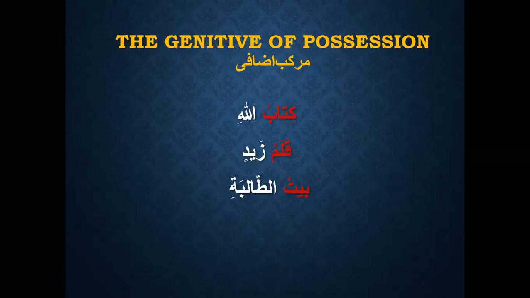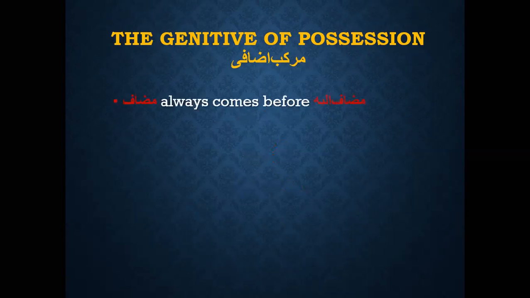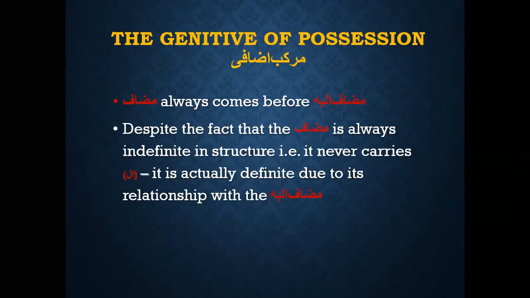And baytu talibati, the house of the student. Now you can have more than one mudaf and mudaf ilay. And remember, mudaf always comes before mudaf ilay, so it has to be in that order. And as I said, although in kitabullah, for example, or baytul taliba, bayt is nakira without al on it, yet it is ma'rifa because it is now possessed by a ma'rifa. You remember one of the categories that we always see on the first few slides, the subtypes of ma'rifa, close to the bottom is mudaf ila ma'rifa. Something which has been possessed by a ma'rifa is ma'rifa as well.